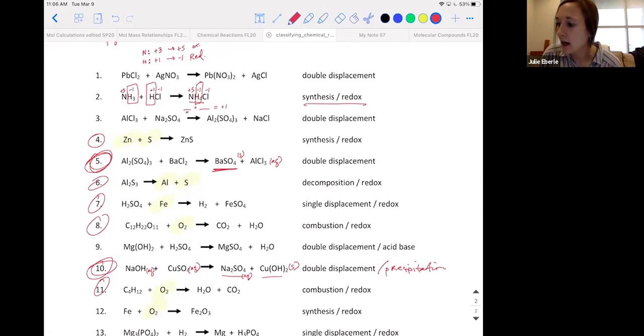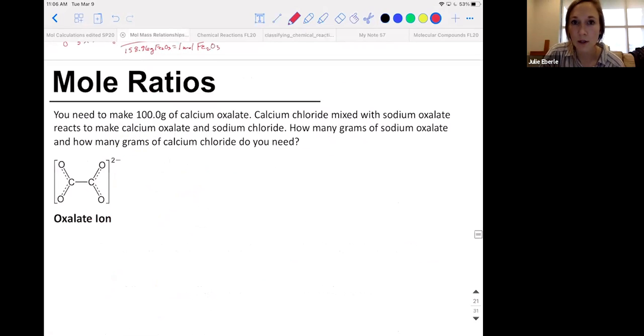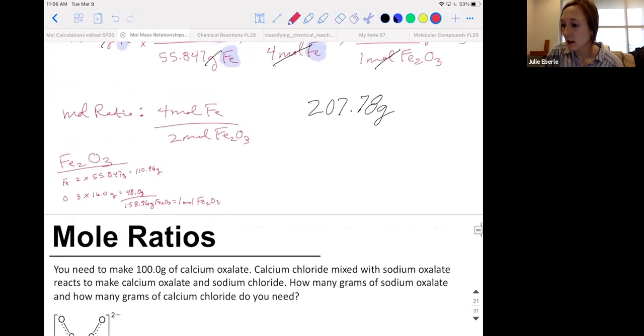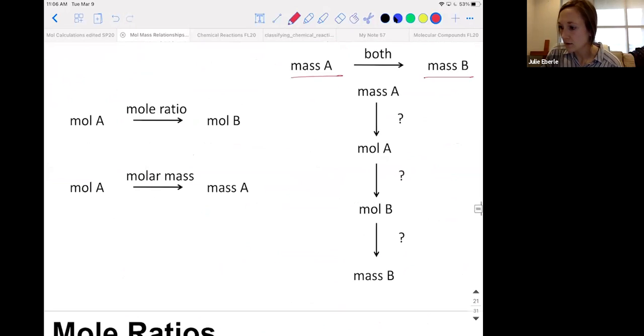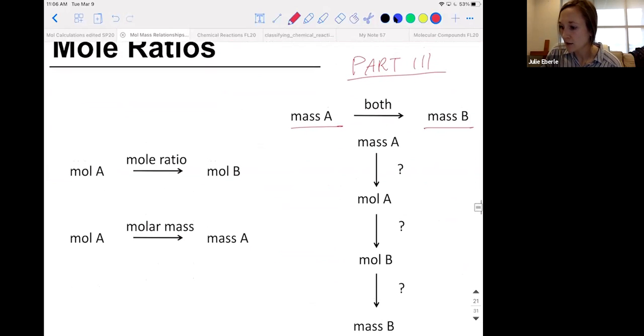Okay, let's jump over to the lecture slides. So go to your mole mass relationship slides. I hope that helped answer your question, Claire. If it did not, shoot me an email and we'll talk further about this. So this is the end of chapter 6. Remember we talked about mole ratios. And this little diagram page is my favorite.